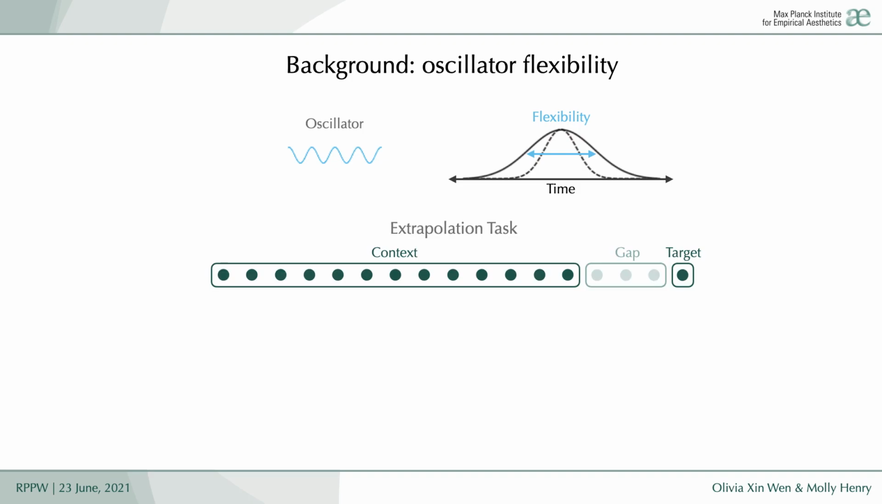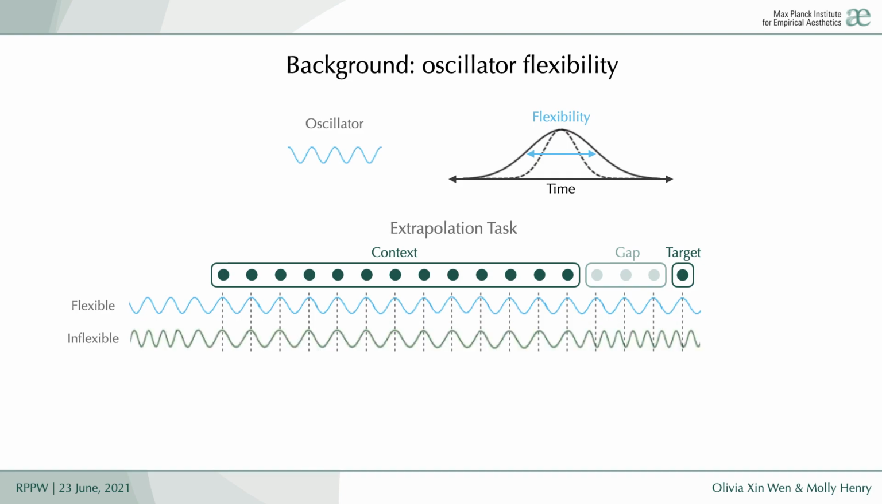Oscillator flexibility can be measured using the extrapolation task, where a series of isochronous context tones are played, followed by a silent gap before a final target tone. An oscillator will start at its endogenous rate and then synchronize to the rate of the rhythm. A flexible oscillator will be able to maintain the rate of the rhythm and extrapolate through the silent gap. An inflexible oscillator, on the contrary, will quickly decay back to its endogenous rate once the rhythm has stopped playing. This will result in a less accurate timing judgment of the target tone.